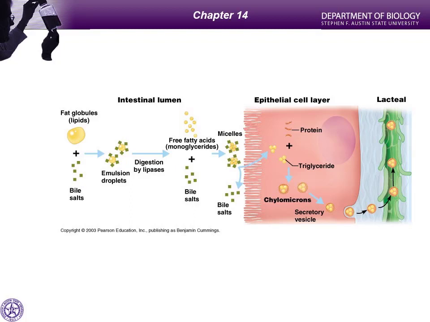Then we add in our lipases. And where did the lipases come from? What gland did they come from? Pancreas. So the pancreas breaks them down into even smaller little droplets that gets transported into our intestinal cell.